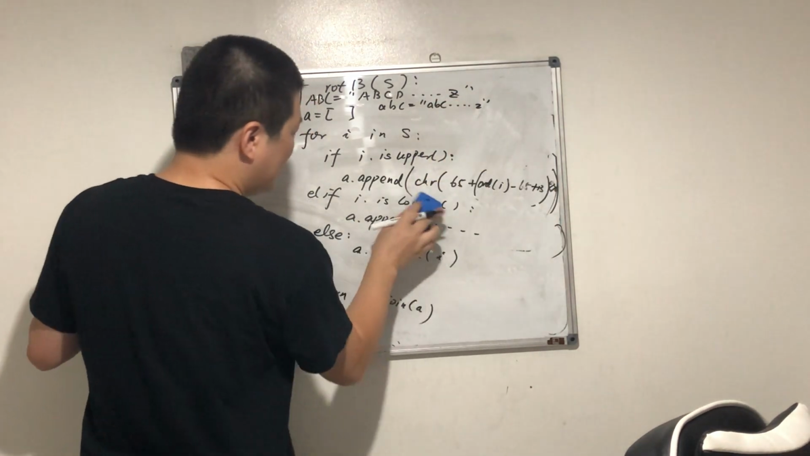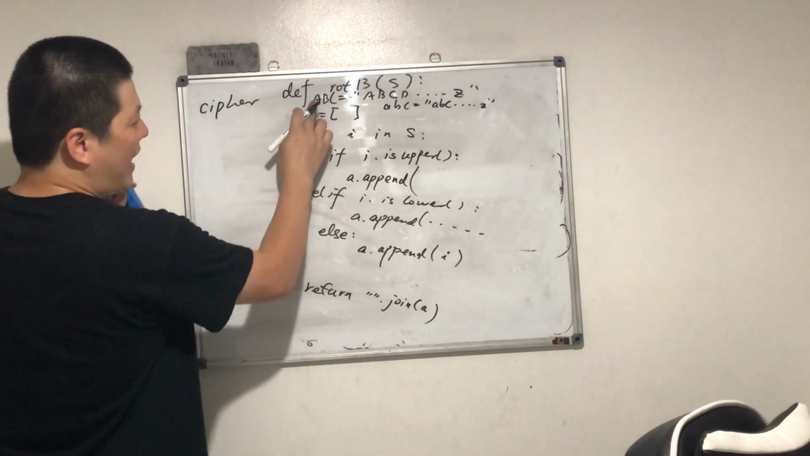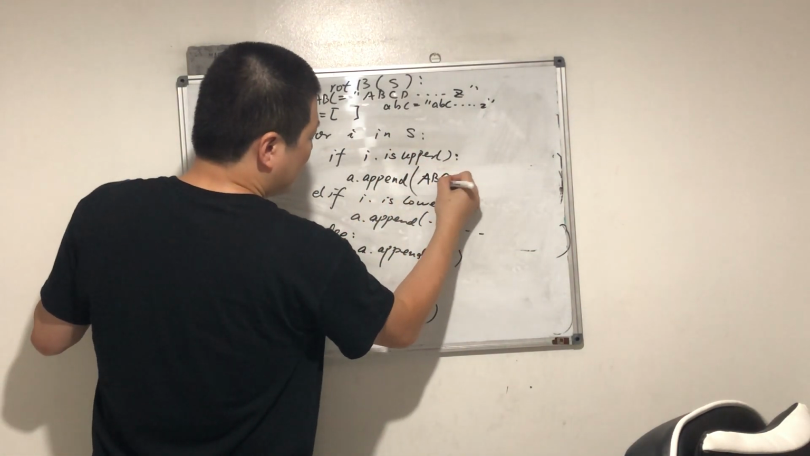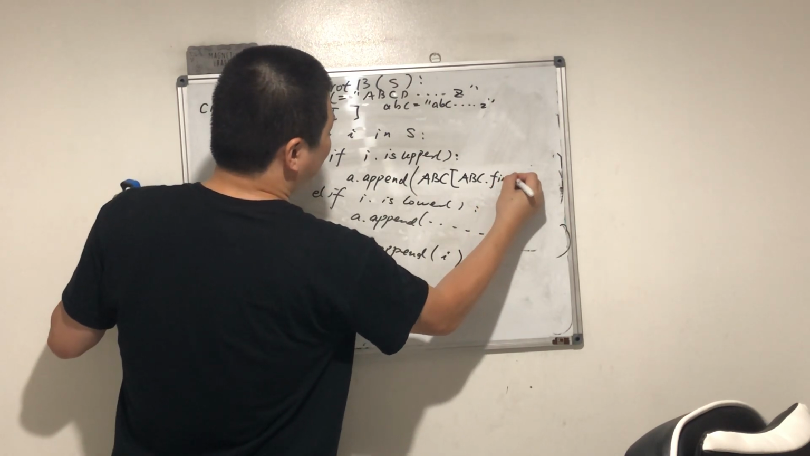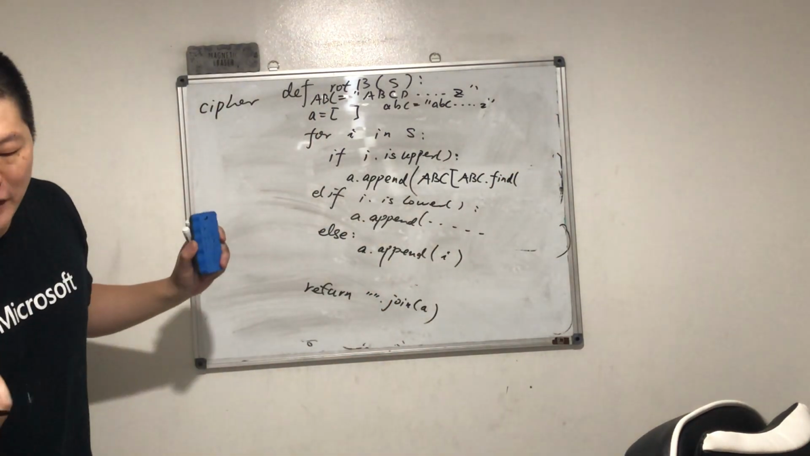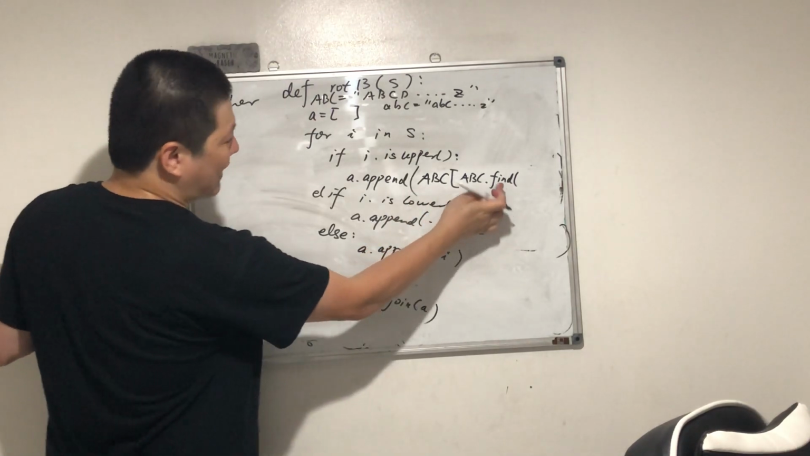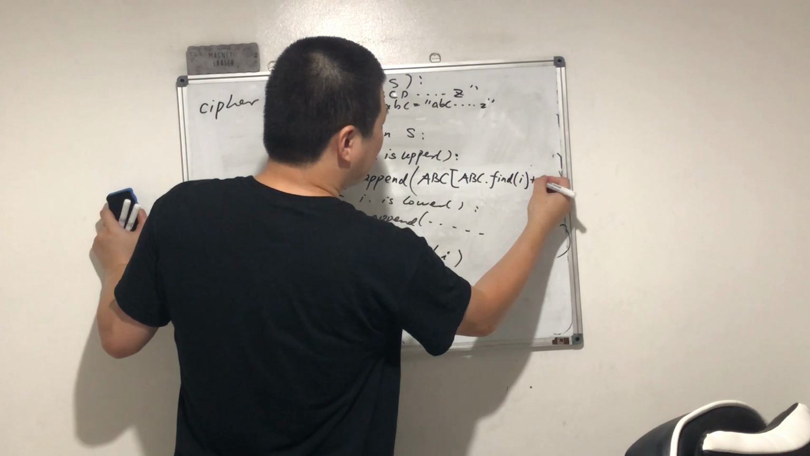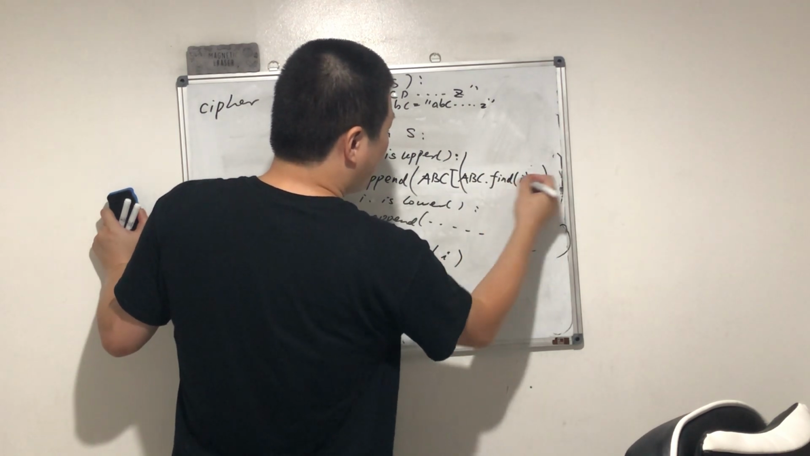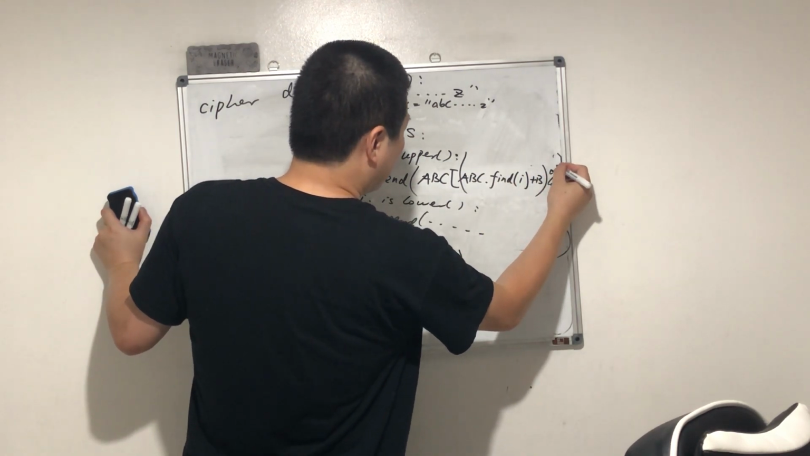So here, what do we do? abc dot find. We use this find function. Find is to locate and return the index. Index of i, and then plus 13, and modulus 26, okay?